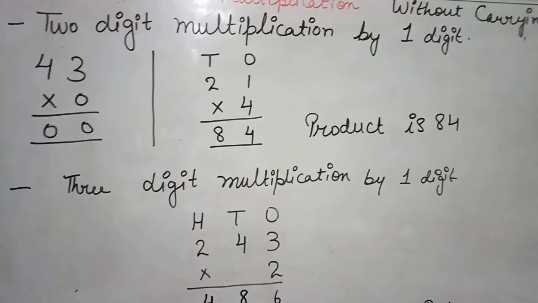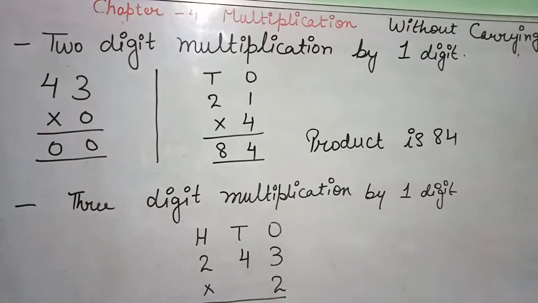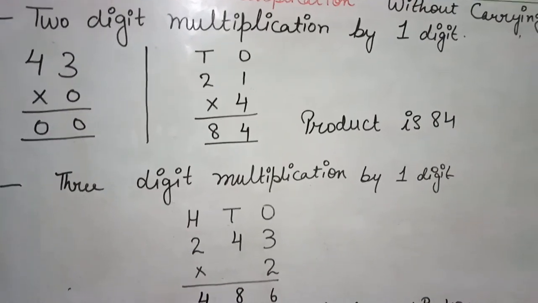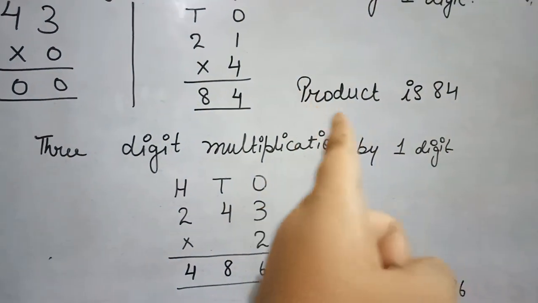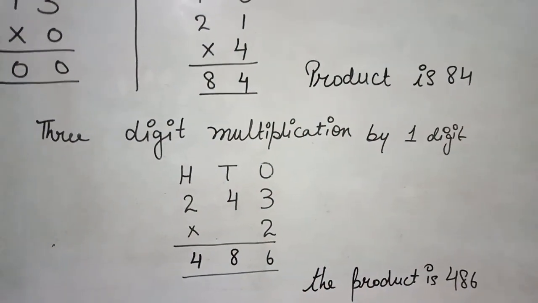We can see the 2-digit multiplication by 1 digit and the 3-digit multiplication by 1 digit, and the products we can see here and here. Thank you, students.